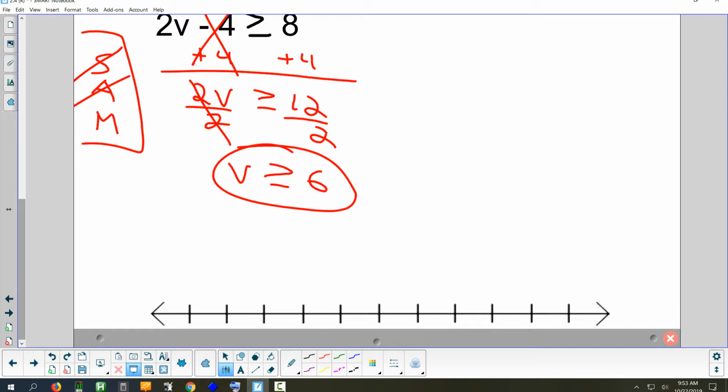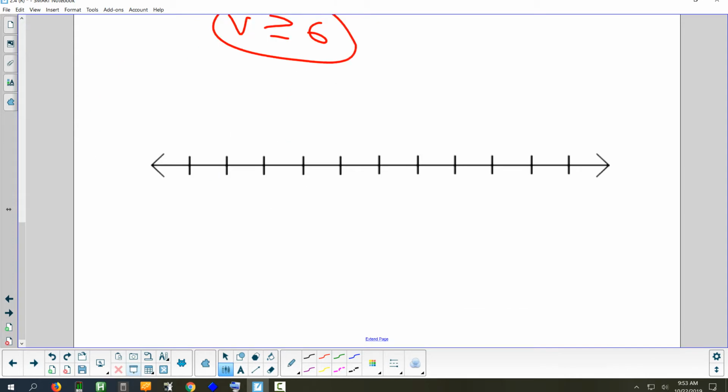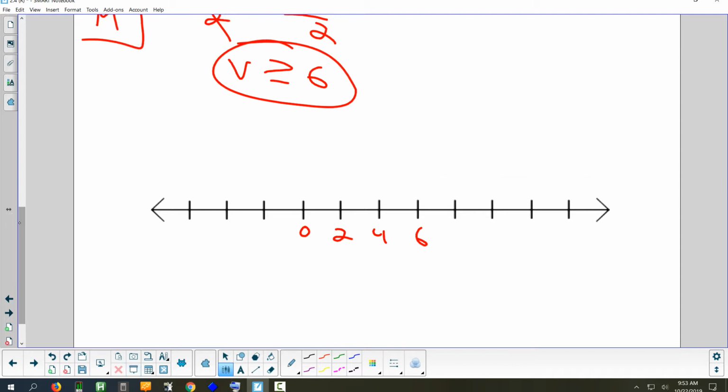Okay, what's the first thing I should do with my number line? Some of you might have already done this, but before I even start thinking about open, closed circle, all that stuff, I gotta number it. Okay? So you can number it lots of different ways. If you wanted to go like 0, 2, 4, 6, I think that's pretty simple. If you want to go like -6, 0 in the middle, and 6 on the other side, sometimes people do it like that too. Okay, so now we got to decide our circle.